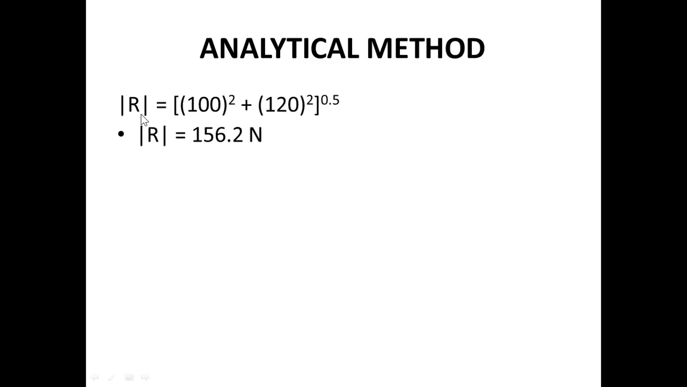To solve for the resultant, we use the Pythagorean theorem. So it is 100 newtons squared plus 120 newtons squared, raised to 0.5, or this could be represented as the square root of 100 squared plus 120 squared. Getting our resultant, this gives us 156.2 newtons. This is more precise than the graphical method.